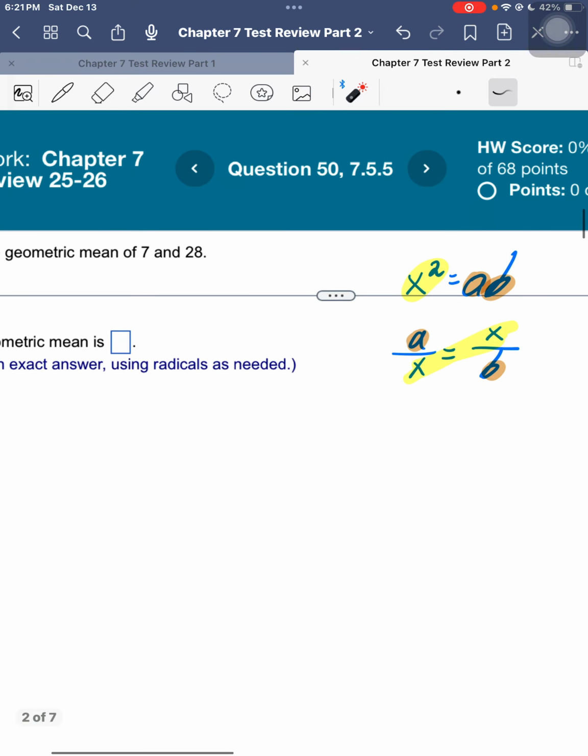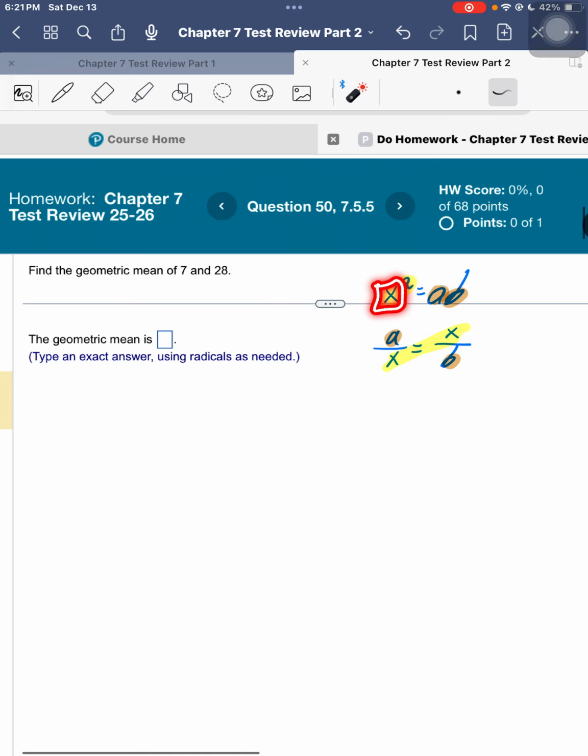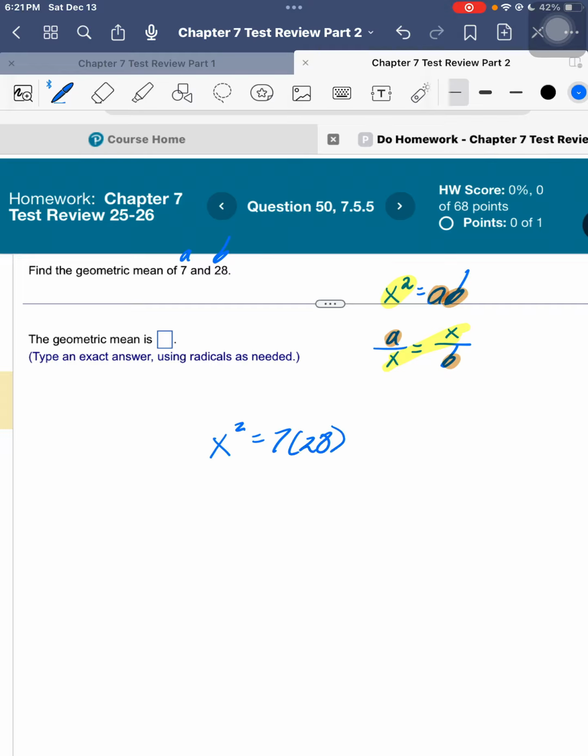All right, so here, remember that this x right here is taking the place of what could be the geometric mean. So if it's asking us to find the geometric mean, that means that I do not have my x at the moment. So I'm going to solve for x squared equals, and now 7 and 28 are my a and b. So 7 times 28. So 7 times 28, if we use the calculator, 7 times 28 is 196.